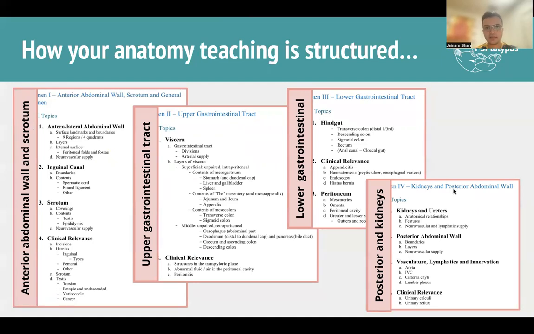Now, this last topic, which is under abdomen 4, which is kidneys and posterior abdominal wall, I've covered half of that today. So posterior abdominal wall, just because it fits nicely into topic 1 here. But I haven't covered kidneys because that technically comes under the renal system, which we will be covering in a couple of weeks' time. And so look out for that when that comes out. But of course, remember that the kidney is still technically an organ that's found within the abdomen. It's just not really part of the gastrointestinal system. It's more part of the urinary system.